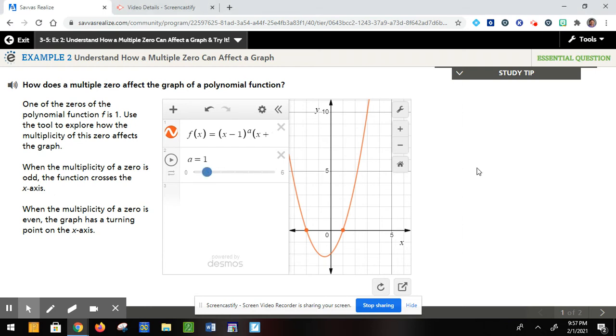So if I slide this to 2, now you can see it's stopping and turning around. If we now make it 3, it's going to cross back through. Make it 4, stops and turns around. Make it 5, passes through. Make it 6, stops and turns around. So that's what it's looking like there. Every time it's even, it stops and turns around. Every time it's odd, it crosses through. It's that simple. That's the rule.